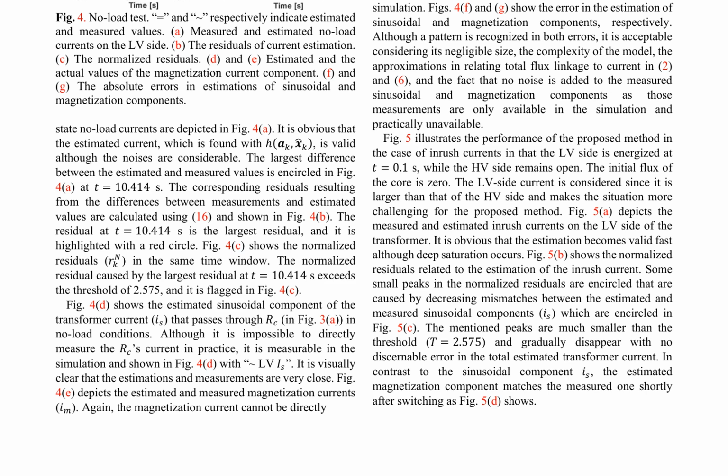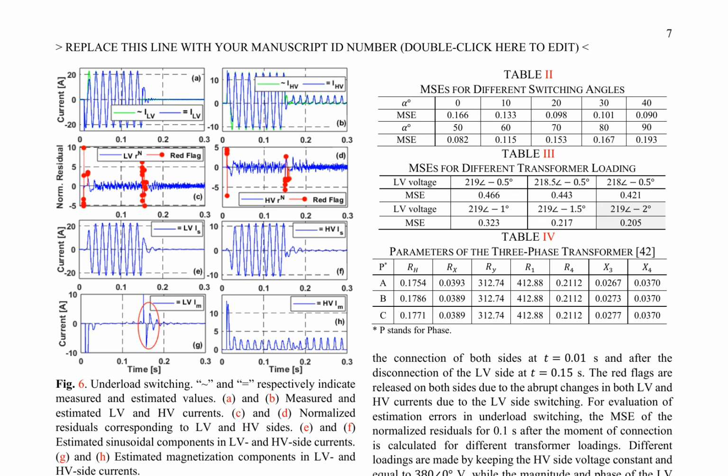The estimated magnetization component matches the measured one shortly after switching, as shown in Fig. 5d. The inrush test results for different switching angles and transformer loadings are presented, with the mean squared errors, MSEs, of the estimated currents calculated and shown in Table 2. The MSEs are smaller when the switching angle is close to 45 degrees.